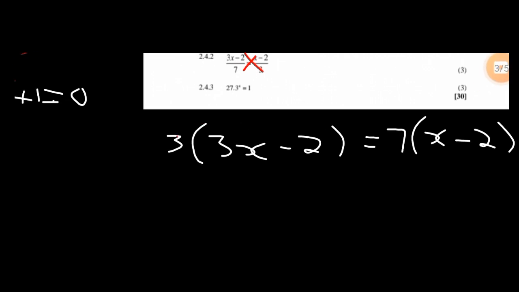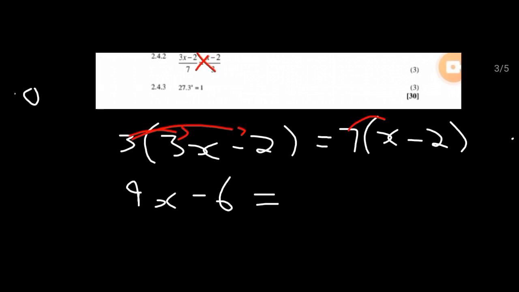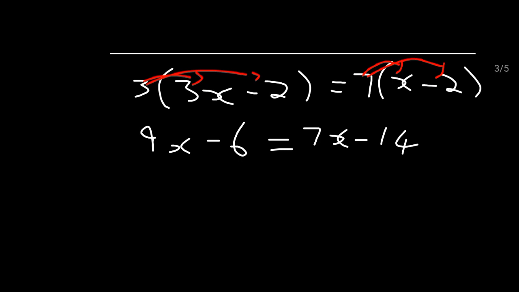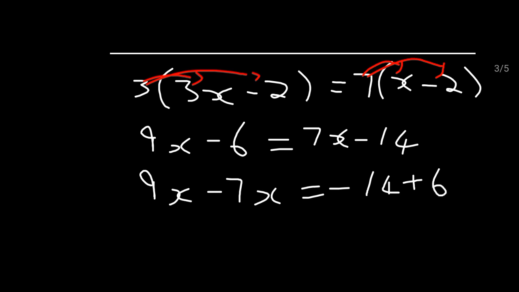So you distribute: 3 multiplied by 3x, you have 9x, and then 3 multiplied by negative 2, you have negative 6. Then equal to this side, you distribute 7 multiplied by x, you have 7x, then 7 multiplied by negative 2, you have negative 14. So we have a mixture of variables and numbers, so we group the like terms. We say 9x, this 7x to this side, we change the sign to negative 7x, then equal to negative 14, then 6 becomes positive 6.